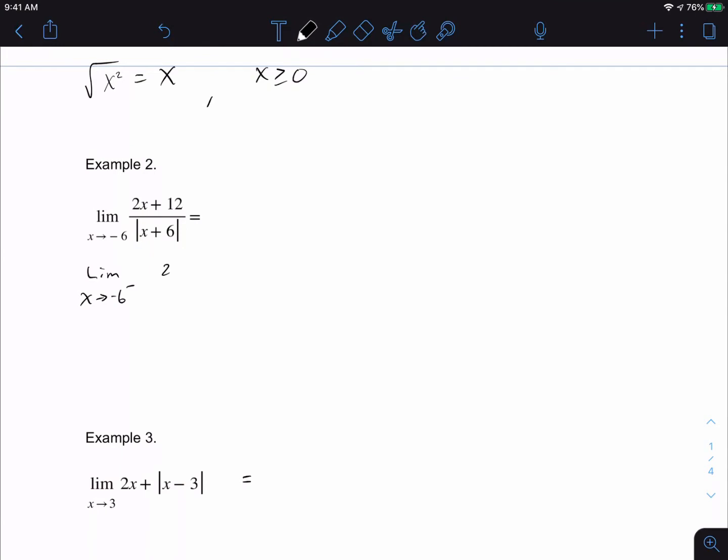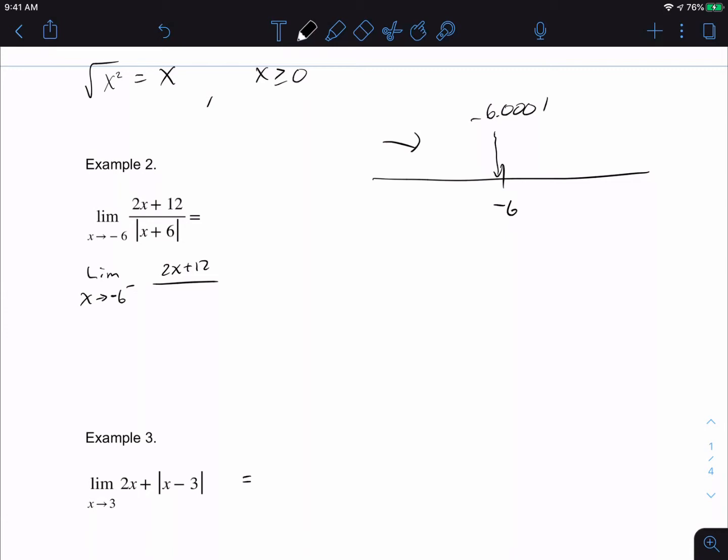I'm going to have 2x plus 12, and then in the bottom, since I'm coming from the left, what number would be in the absolute value? It wouldn't be negative 6. It'd be something a little bit smaller than negative 6. Would it be negative 6.0001? That's it. Since we're coming from the left, we need to remember our number line. If this is negative 6 and I'm coming from this direction, that number that's really close there is negative 6.0001, whatever.